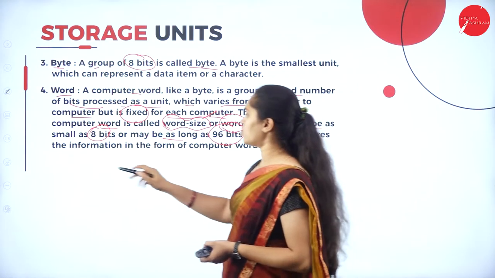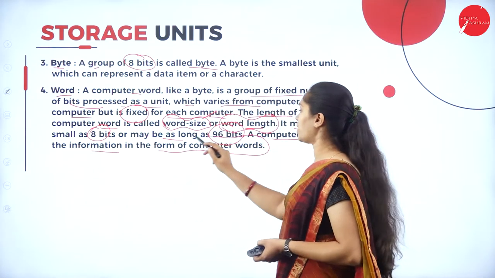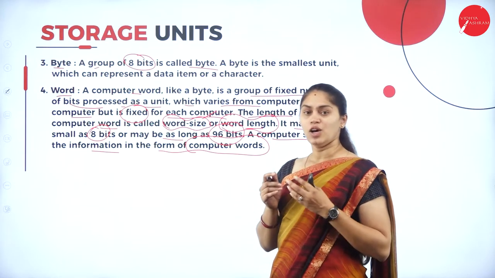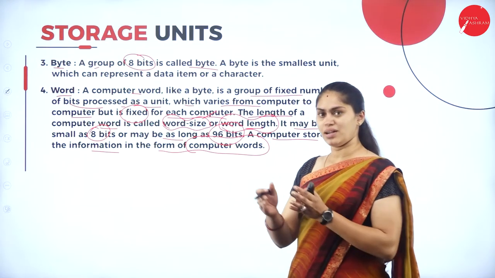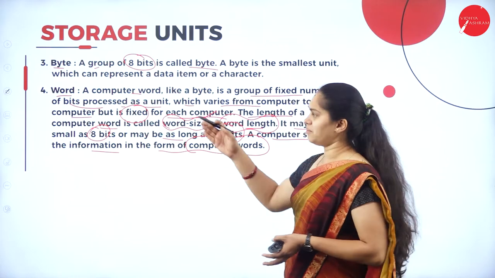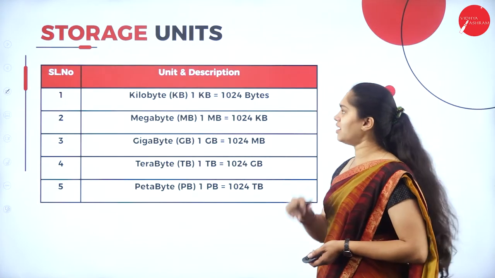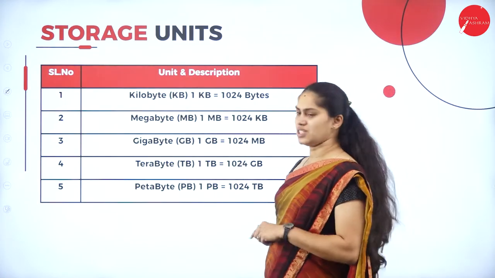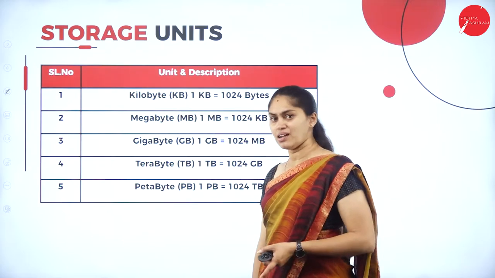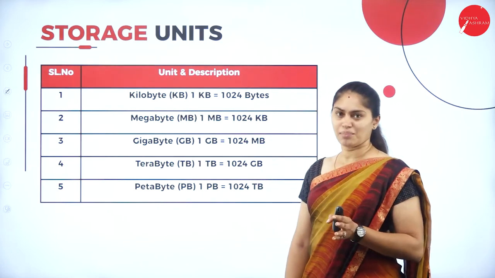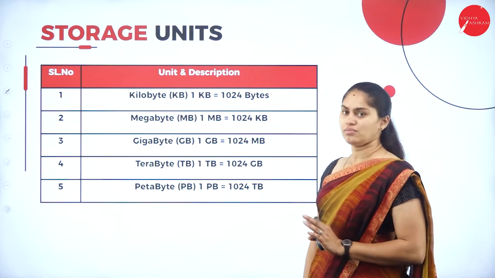And the computer stores information in the form of computer words. That means whether it is storing in 8 bits, 16 bits, 24 bits, it will be expressed like that. So here you can see the units and descriptions. First we have a bit, then we have a byte. A collection of 4 bits is a nibble, and a collection of 8 bits is a byte.